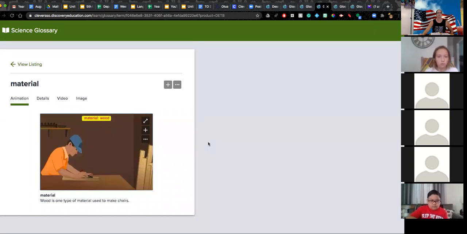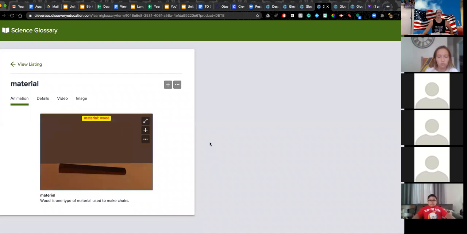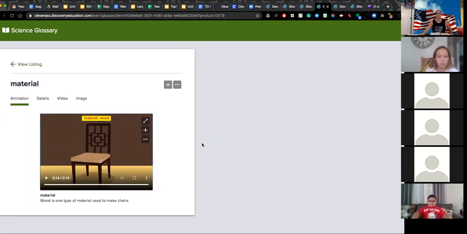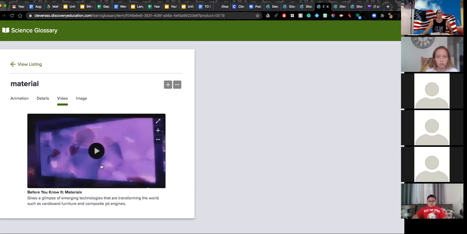So wood is an example of a material. You can shave it down to make it smaller. You can paint it, but it's still the same wood, right? You're changing the way it looks, but you're not changing its general properties.